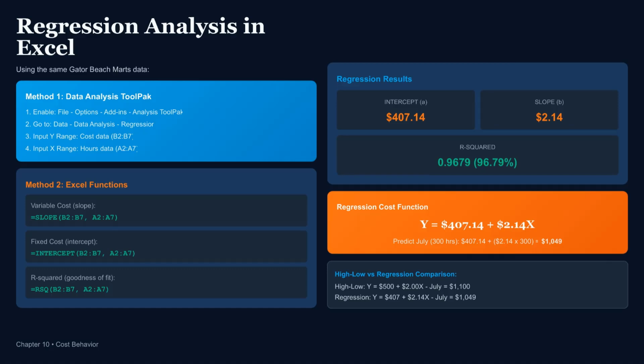Explore regression in Excel using Gator Beach Marts data as a practical case study. 2 methods are demonstrated: the Data Analysis ToolPak and Excel functions like SLOPE, INTERCEPT, and RSQ. Notice how regression results reveal intercept, slope, and R-squared values that form a cost function for predicting expenses. A comparison with the high-low method shows differences in accuracy, guiding you to choose the best approach for cost estimation, enhancing your overall analytical skills.